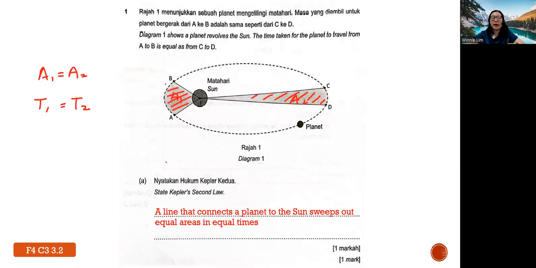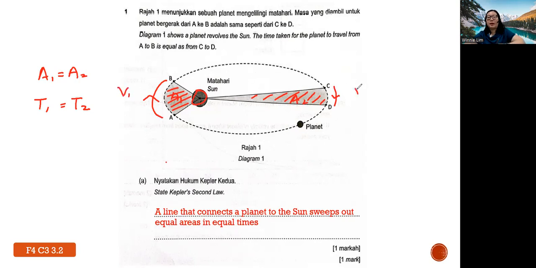Due to this idea, as you can see, the sun is not exactly at the center. It is actually at one of the foci. That means you can locate the sun over here or at another point over here, and then you can draw an ellipse shape. Due to this reason, the speed when the planet travels from A to B and from C to D will be slightly different.